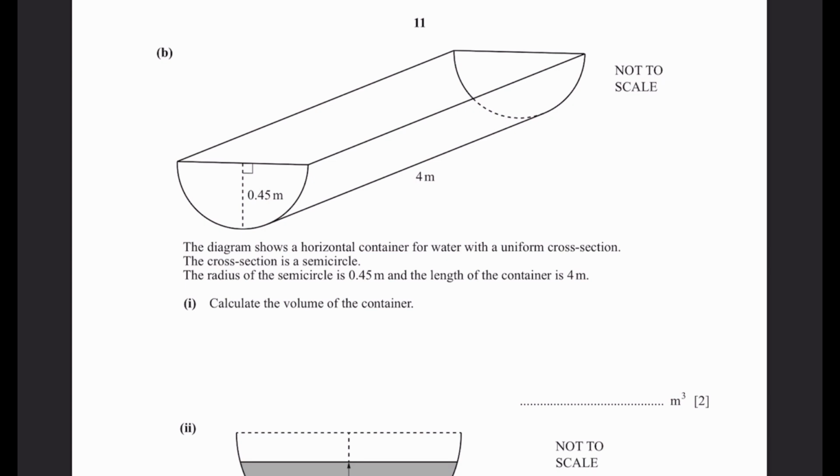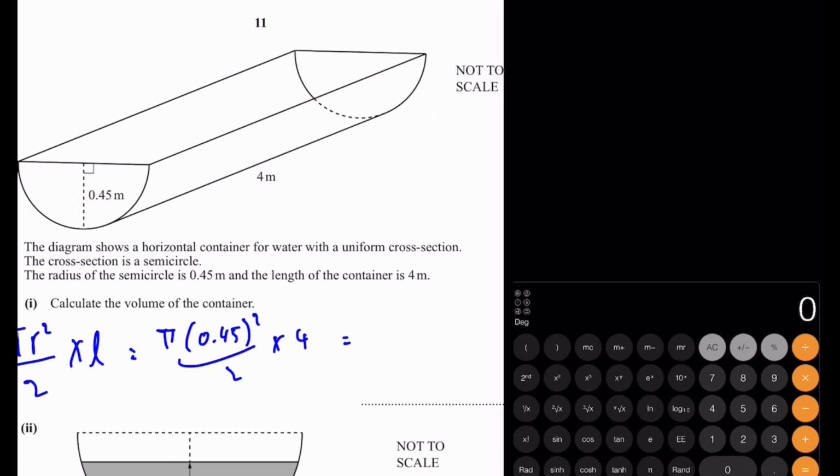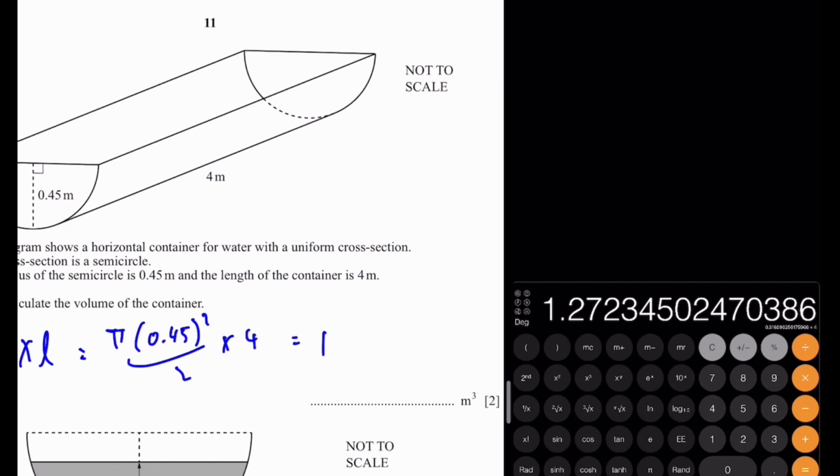So the area of the semicircle will be pi r squared by 2. And then we multiply by L, length of cross section. It's equal to pi into 0.45 squared by 2 into 4. Let's use a calculator. 0.45 squared into pi divided by 2 into 4. It's equal to 1.2723 meters cubed, which I shall write as 1.27 meters cubed.